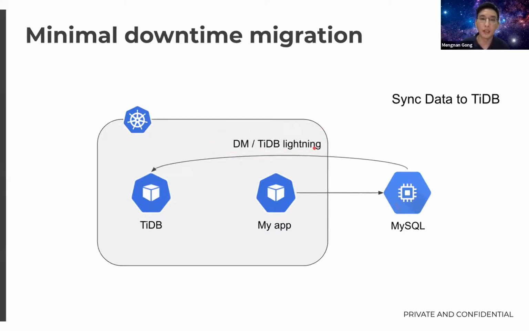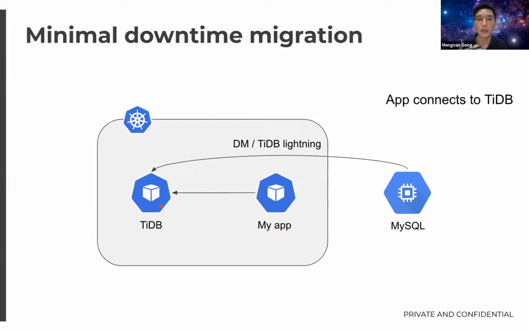Okay, so here, TiDB actually has two tools. First is DM, which stands for Data Migration. And second is TiDB Lightning. If you guys are interested, you can Google it and take a look at the documentation. After the data is in sync with MySQL, the next step would be to cut the connection to MySQL, and then we point to TiDB.